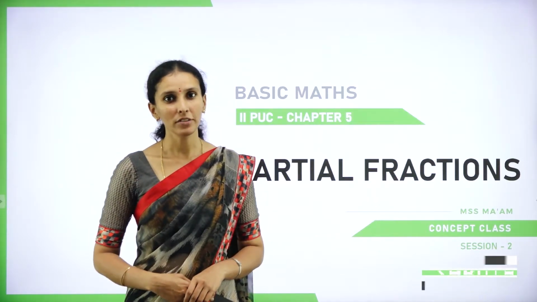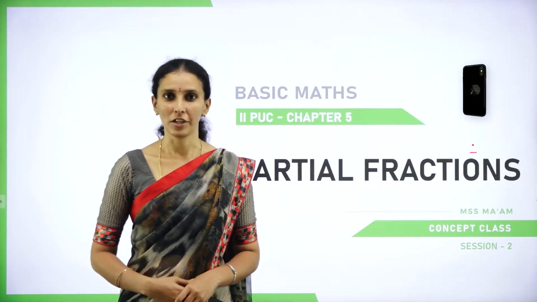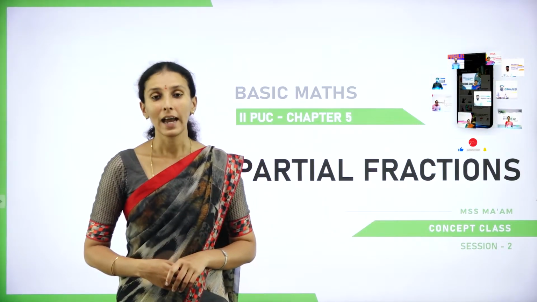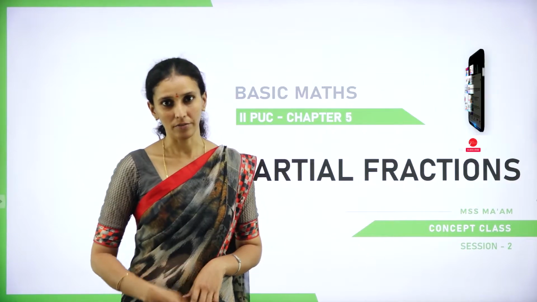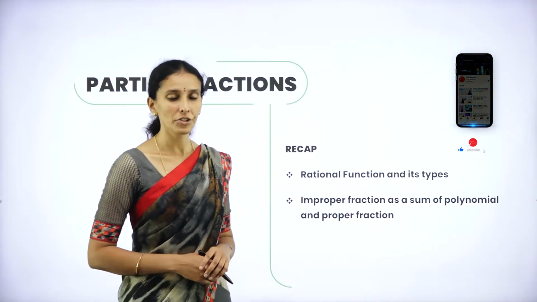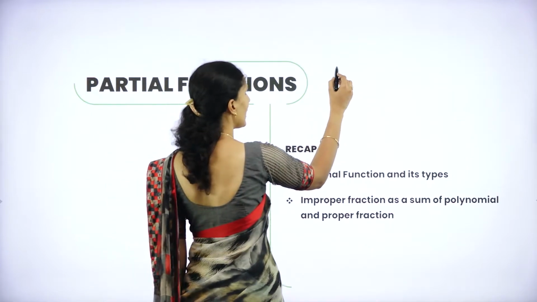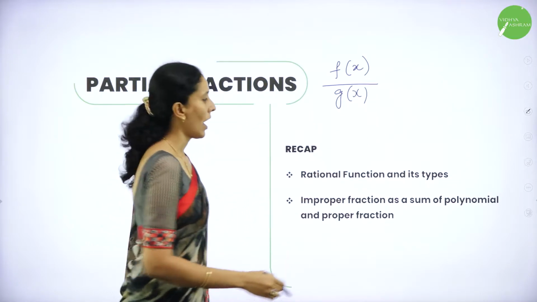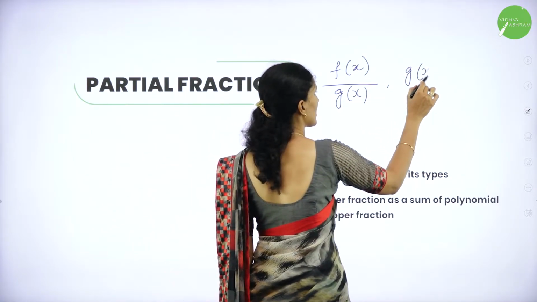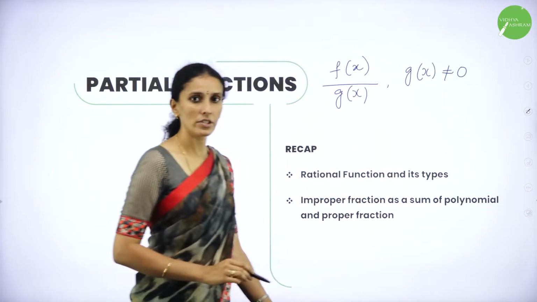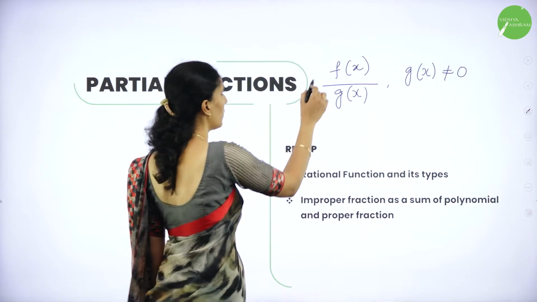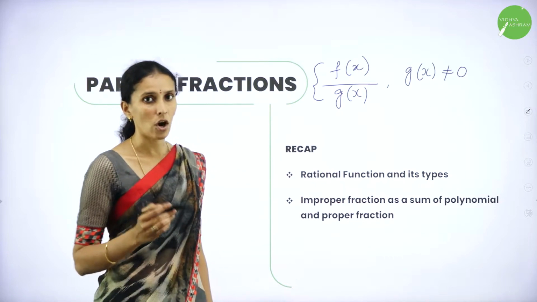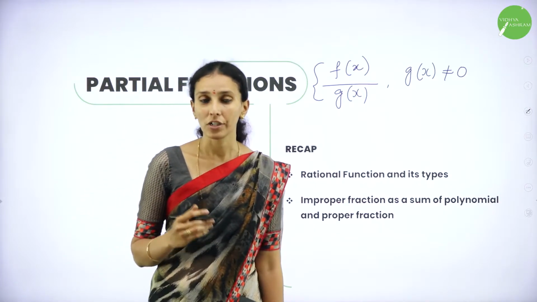So in our previous session, we have learnt about the rational fractions and how to write any improper rational fraction as a sum of polynomial and proper rational fraction. So what do you mean by rational function or rational fraction? That is any function of the form f of x by g of x, and g of x is not equal to 0. So the condition is the denominator is not equal to 0, where both f of x and g of x are polynomials of degree n, is called a rational function or rational fraction.